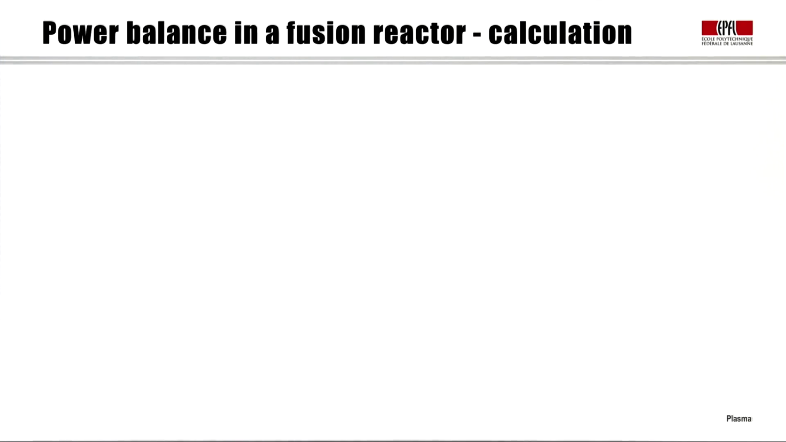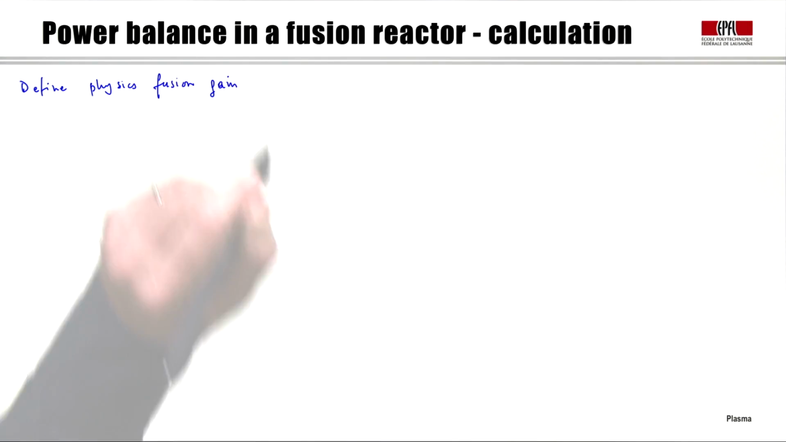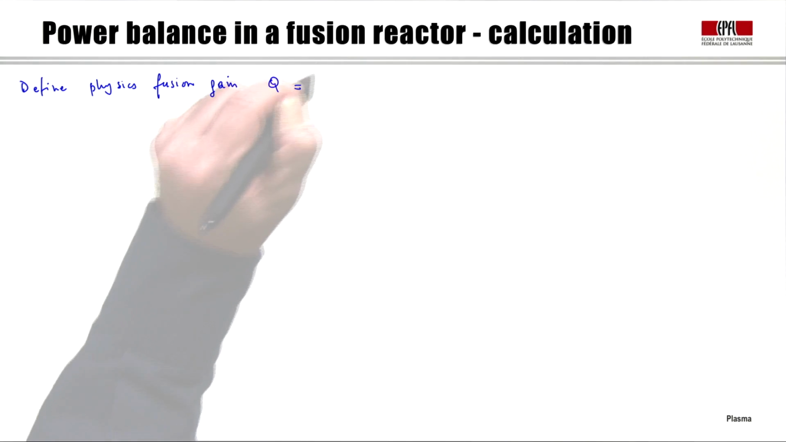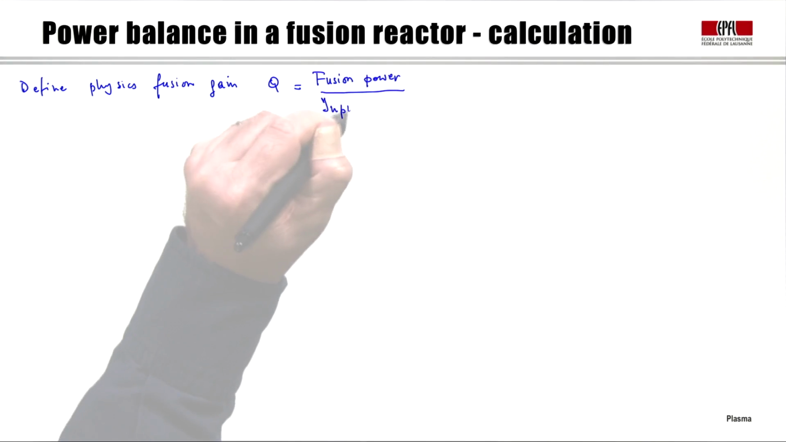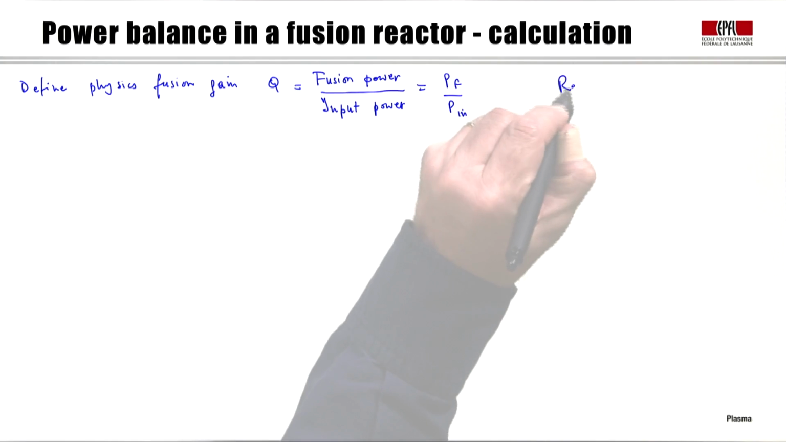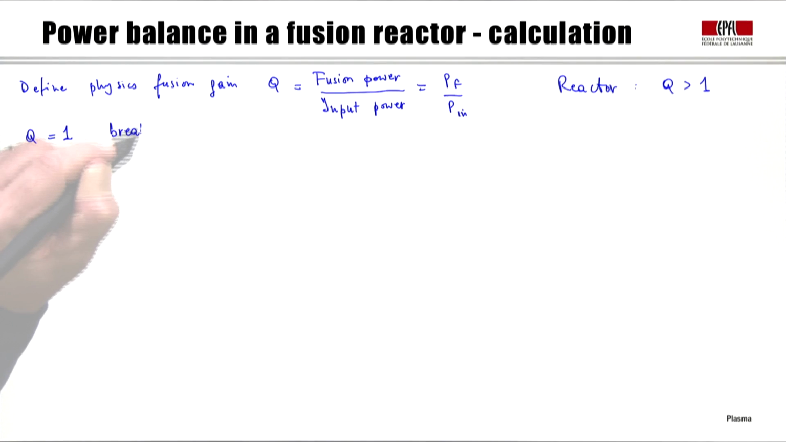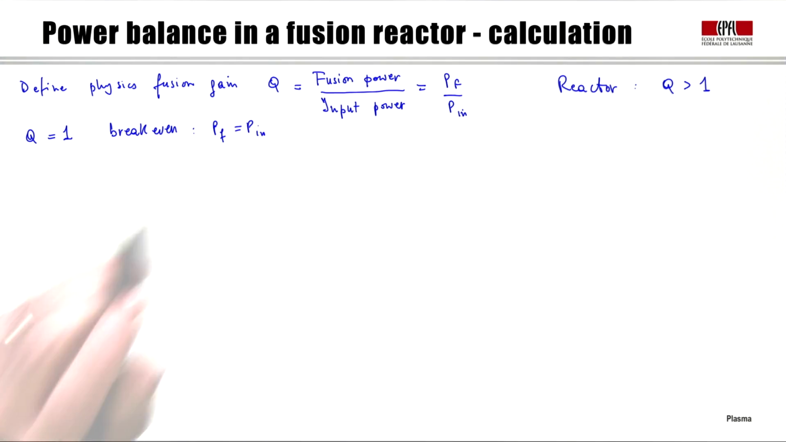We are now ready to calculate the power balance in a fusion reactor. Let's do that by defining first a physics fusion gain. We refer to that as capital Q. That's the ratio between the fusion power and the input power. Naturally, a reactor can only work if Q is larger than 1, that is, if we gain power from the system. The frontier, that is the value of Q equal to 1, is called a break-even. So that's the situation in which fusion power and input power are identical.